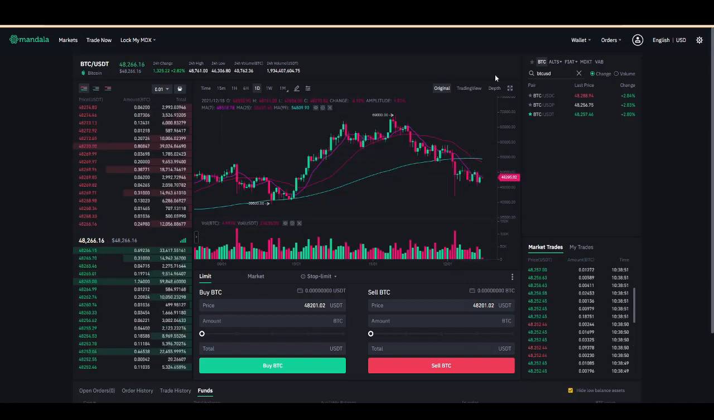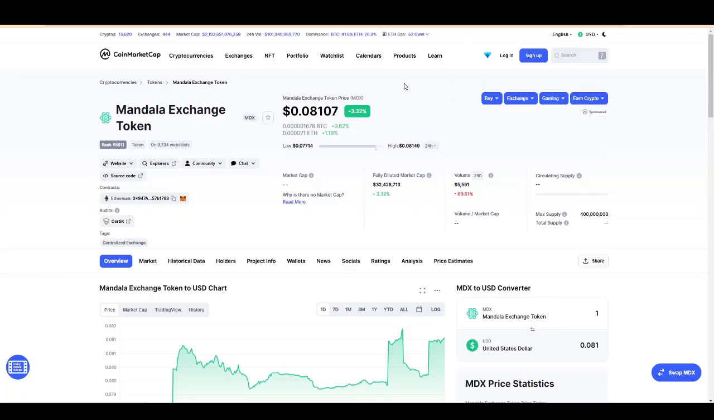And also I suggest you guys start accumulating some MDX token, because I'm 100% sure this exchange is going to be among the top exchanges in the coming months or years, depending on how the team progresses. So make sure to start accumulating some MDX token.